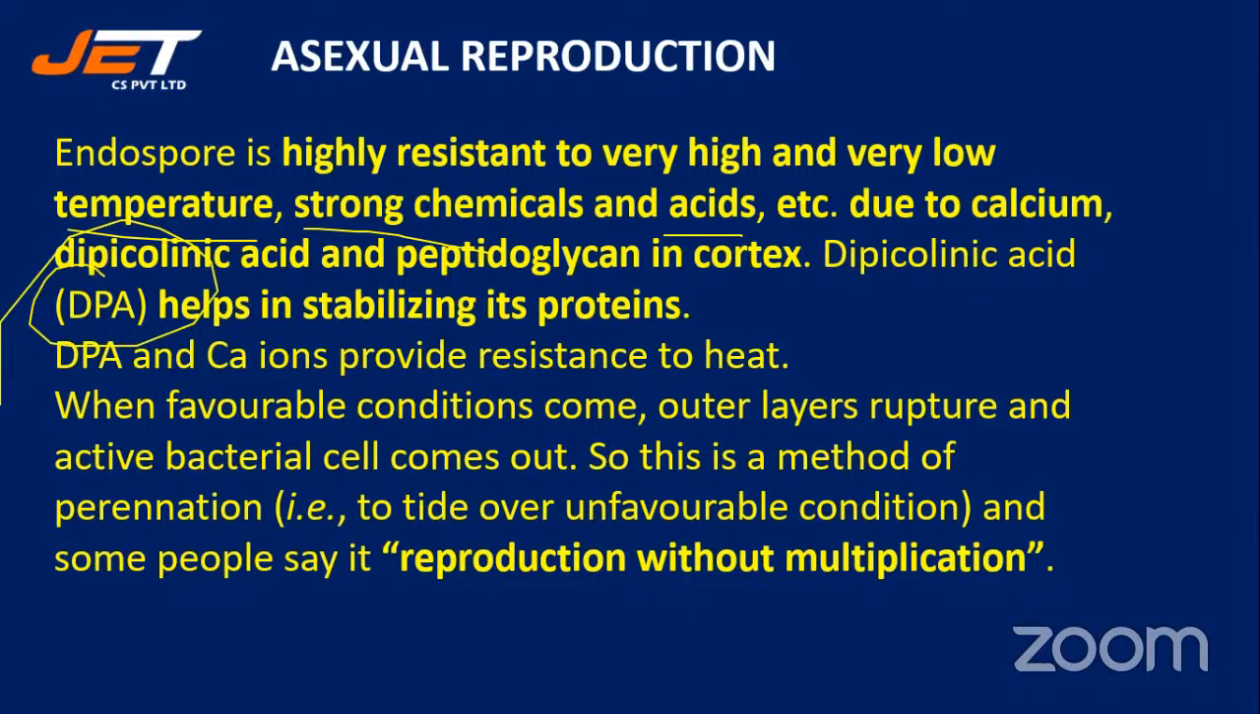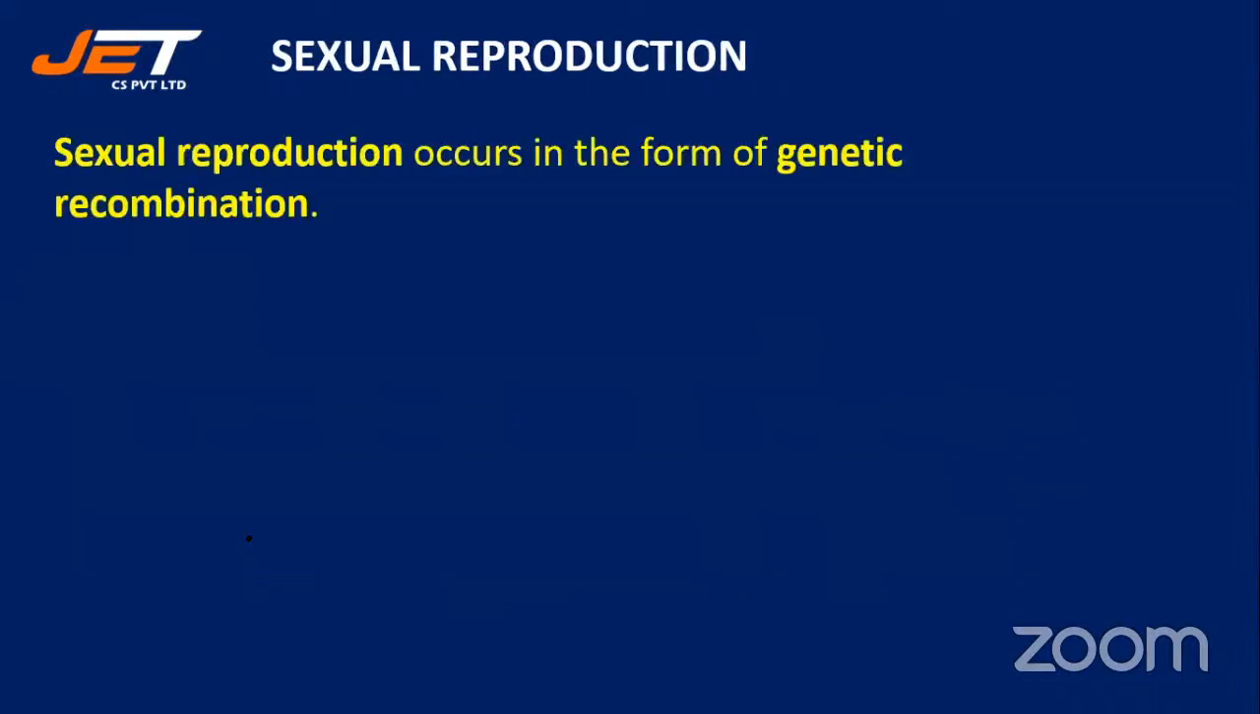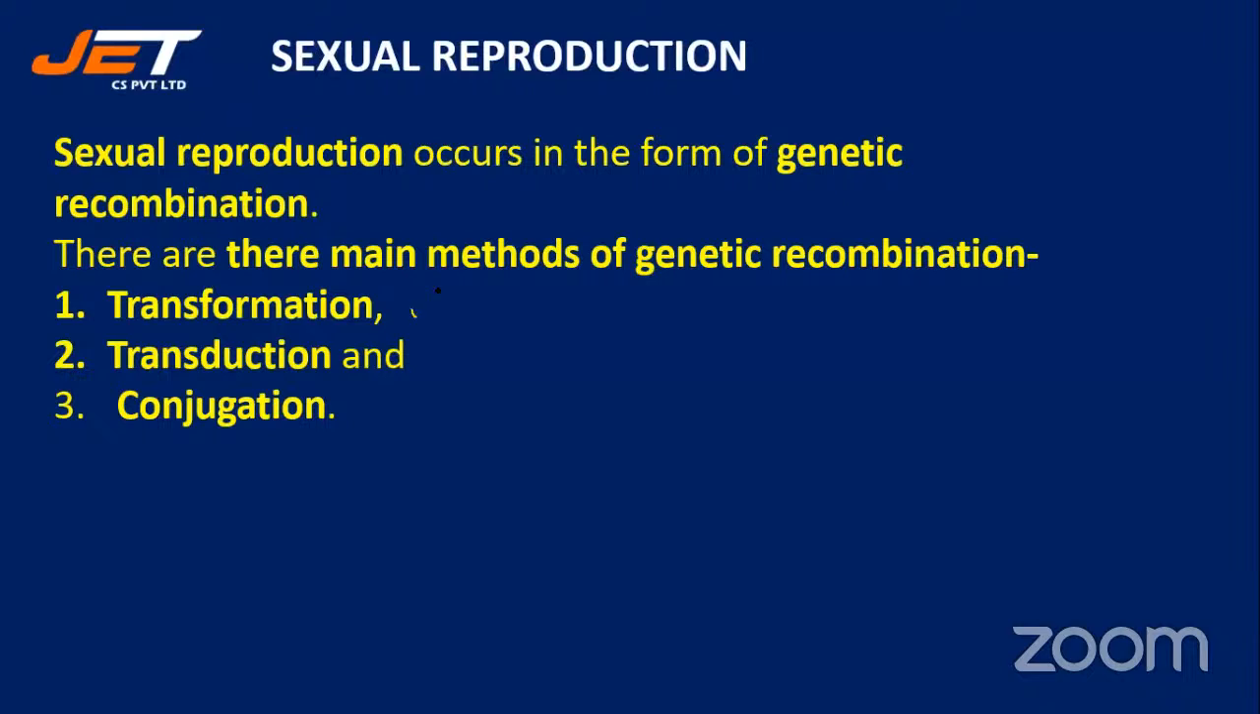When favorable conditions come, the outer layer ruptures and the active bacterial cell comes out, and this is a method of germination. It means coming back to the original condition, and they say it is reproduction without multiplication. Germination is actually reproduction without multiplication, where the bacteria overcome the unfavorable condition and come back to the original condition. Sexual reproduction of the bacteria occurs through transformation, transduction, and conjugation.